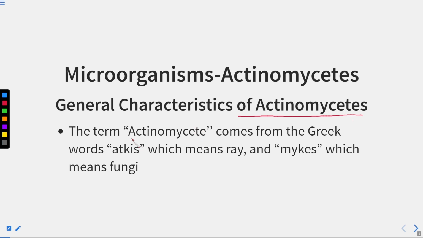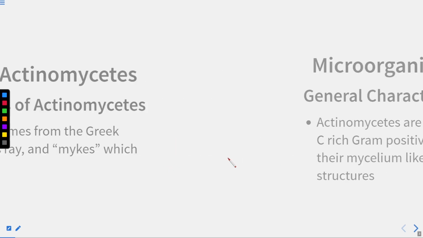The term actinomycete comes from the Greek word aktis, which means ray, and mykes, which means fungi. So, ray-like fungi. Actually, it is not a fungus, it is a type of bacteria, but still the name means fungus-like, and they have ray-like structures.